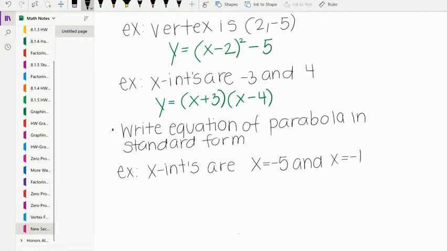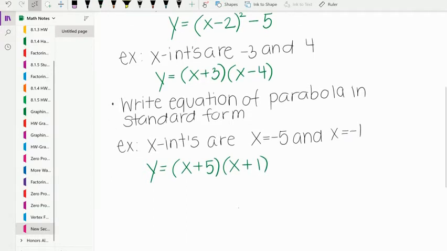So again, we want to think what form makes the most sense, and because we're given the x-intercepts, factored form would make the most sense. So we would do y equals, and then we are going to transform it back. So it'd be (x plus 5) times (x plus 1). From there, what we can do to put it in standard form is just multiply it out, because standard form is just all simplified. So we're going to multiply it out.